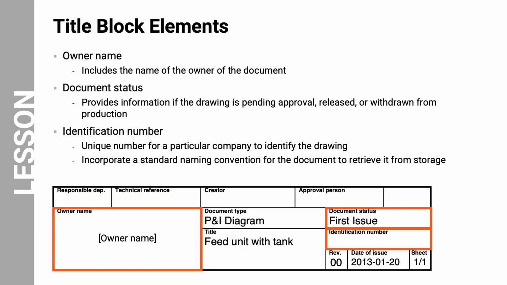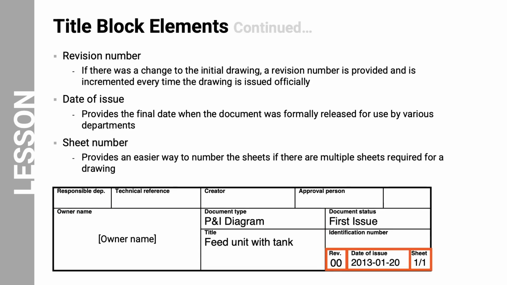This number not only distinguishes the drawing, but also adheres to a standard naming convention, facilitating easy retrieval from storage. The revision number in the title block indicates changes made to the initial drawing, incrementing with each official issuance. This field may use a combination of letters and numbers following the organization's specific standard.